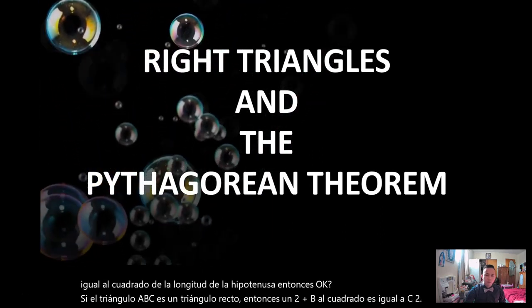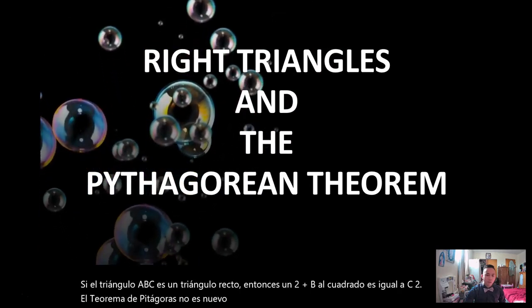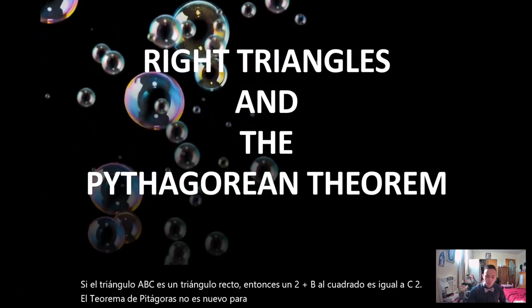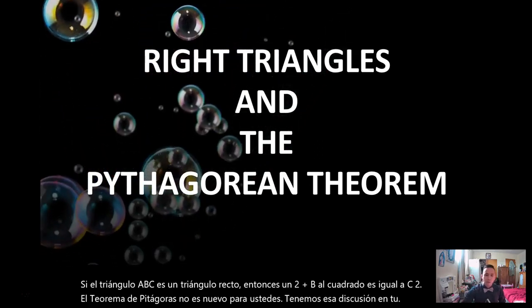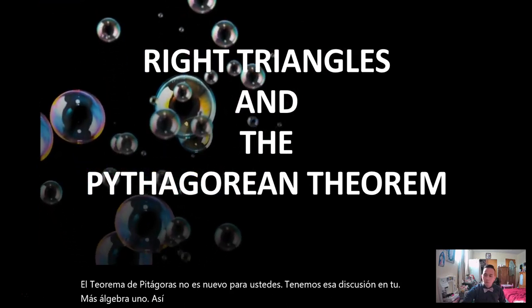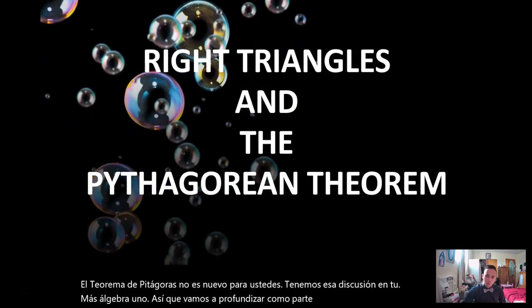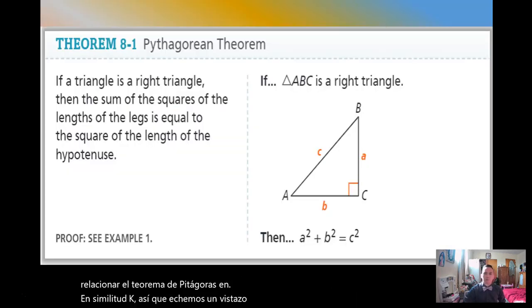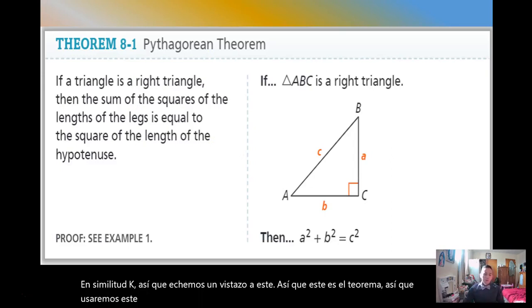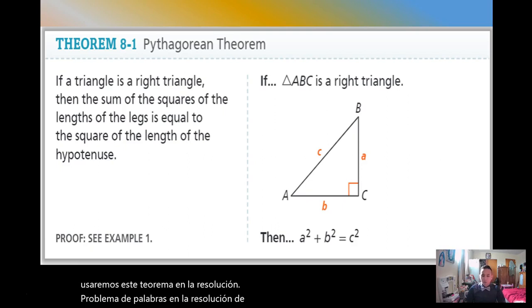The Pythagorean theorem is not new to you. We discussed it in your Algebra 1. So let's go deeper as part of your geometry, and we are going to relate the Pythagorean theorem to similarity. So this is the theorem. We'll be using it in solving word problems, or different problems that involve right triangles.